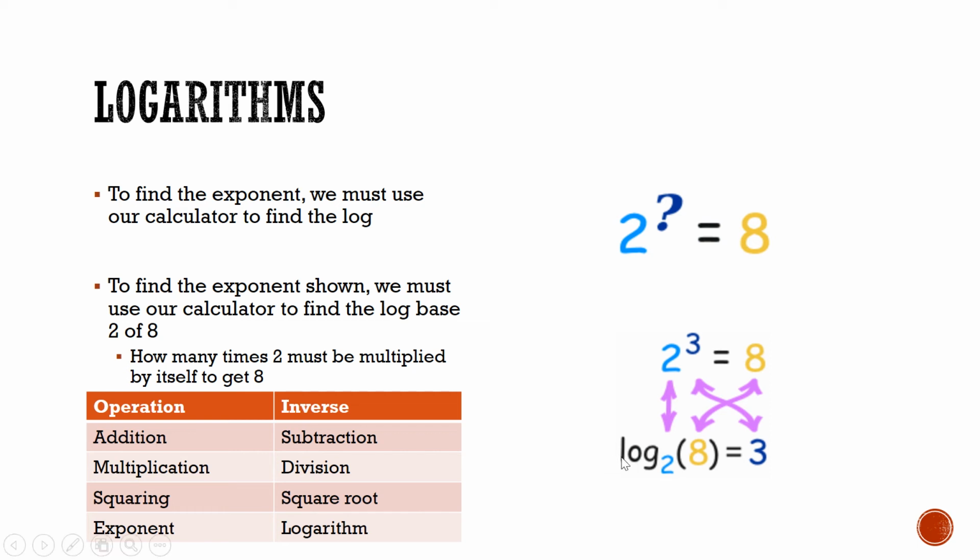So this here is asking how many times do I need to multiply 2 by itself to get 8? And the answer is 3. So if this was 248 or something, how many times do I have to multiply 2 by itself to get 248? I would recommend you copy down this diagram because this is a really good way of explaining it.